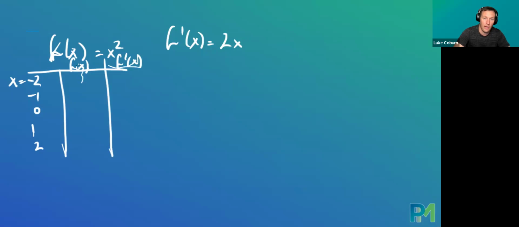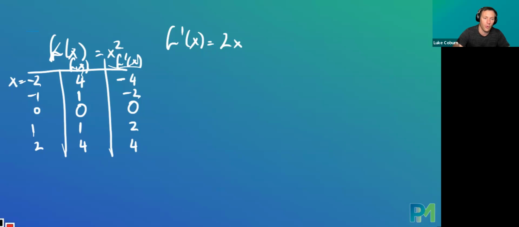So what we have here is, well, I put in 0, I get 0 out because it's just squared. I put in -1, I get 1 out. I put in 2 and I get 4 out. I get 1 and I get 4. And then for this one here, when x is -2, I put it into this one. So 2 times -2 is -4. 2 times -1 is -2. 2 times 0 is 0, sorry. 2 times 1 is 2, and 2 times 2 is 4.